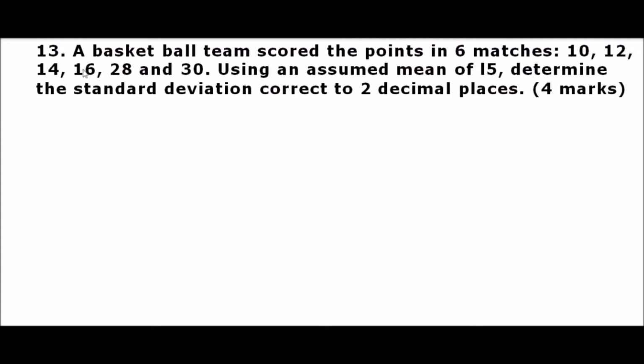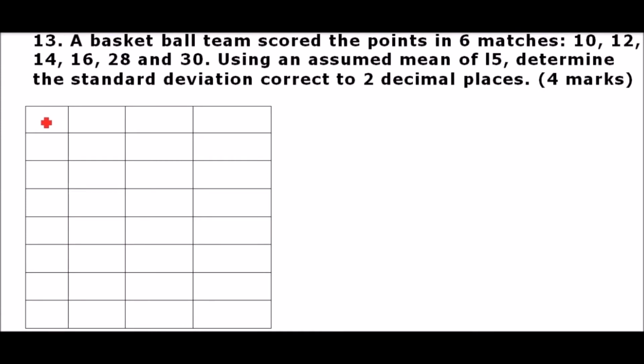So for you to be able to do this question, you need to prepare a table which will make it easier for you to organize the data. This is the table that I have. I'll start with the column of x. Then we have x minus 15, that is our assumed mean. Then here we have d, which is x minus x bar, that is the mean, and finally we have our d squared that is going to help us.